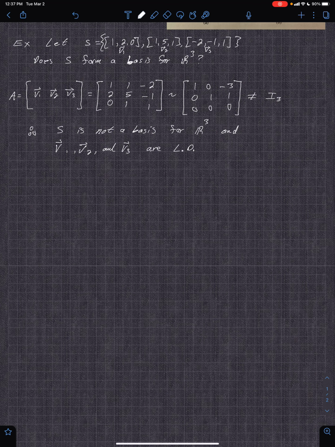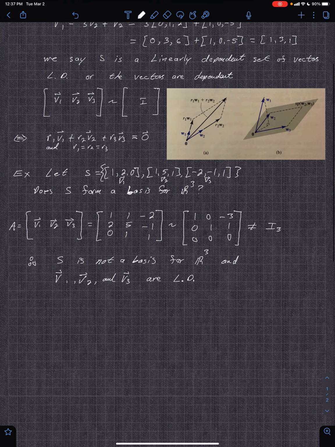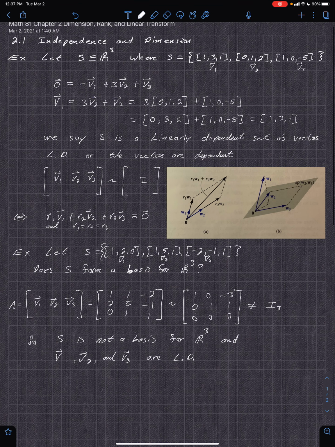So that's what you would do above here as well. You would take those three vectors. They're different, right? Same thing would happen here. If you took those three vectors, created this, you will not get I since they're dependent.